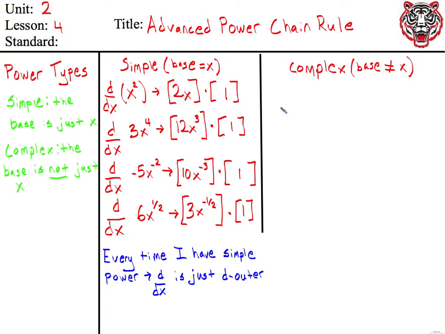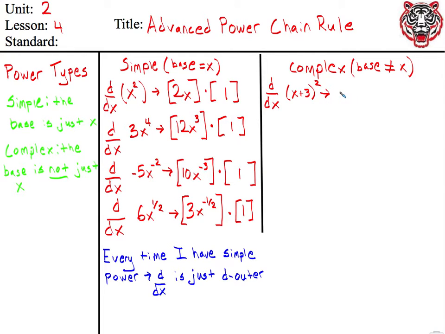All right, but complex is a little bit different. And yesterday we saw examples of complex, and now we're going to formalize that process a little bit more. So let's take the derivative d dx of x plus 3 to the power of 2. What is that going to turn into? And you guys are doing this for me.